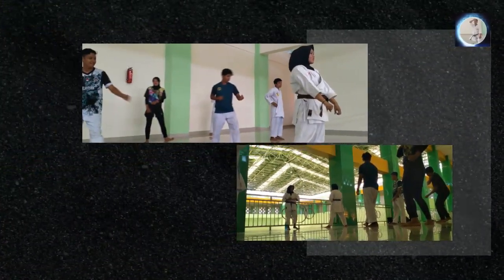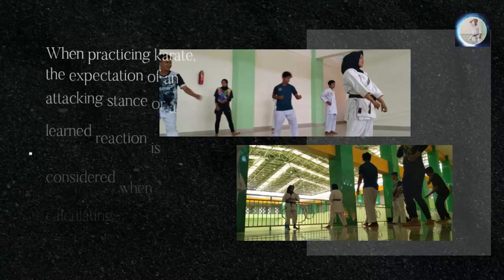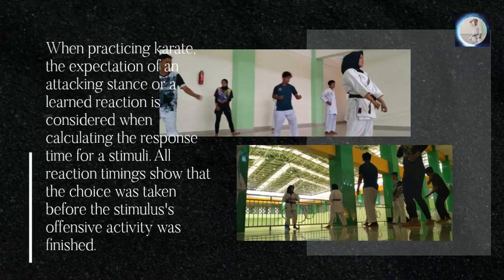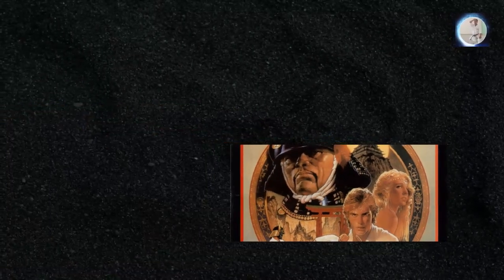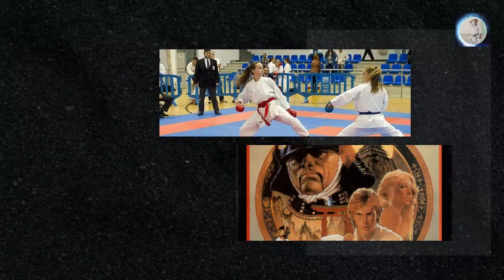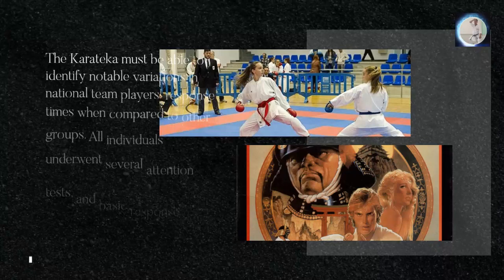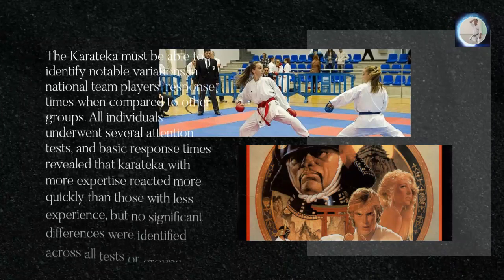When practicing karate, the expectation of an attacking stance or a learned reaction is considered when calculating the response time for a stimulus. All reaction timings show that the choice was taken before the stimulus's offensive activity was finished. The karateka must be able to identify notable variations in national team players' response times when compared to other groups.